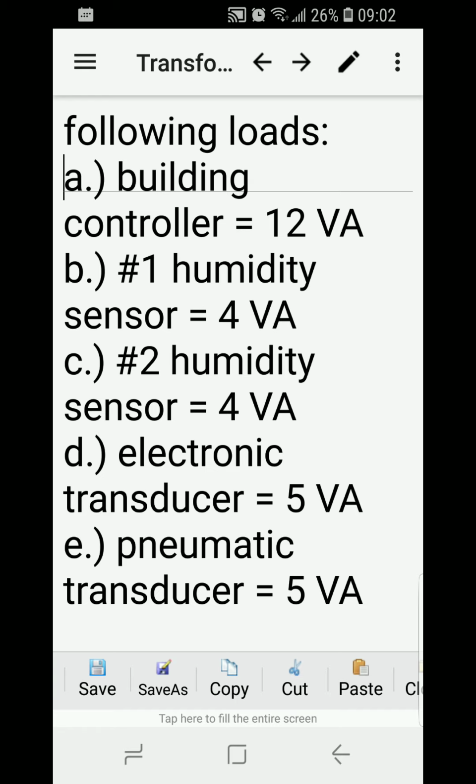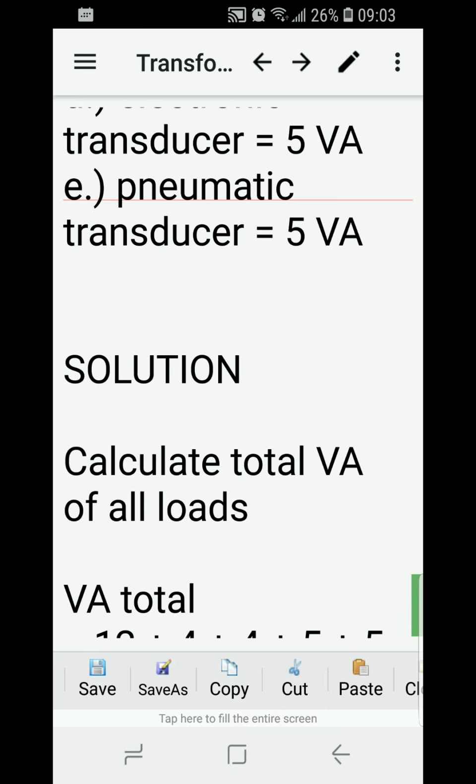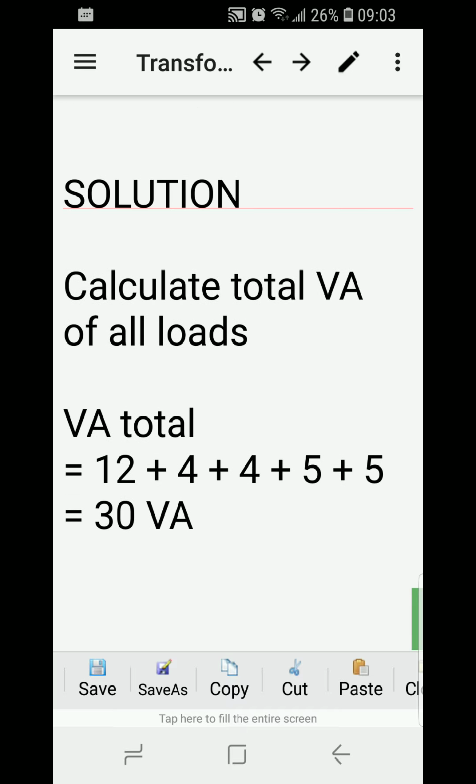So in this case, we are already given the volt-amperes for the loads, and so the solution is pretty straightforward. We just add up all the given VAs of all the loads. So we have VA total is equal to 12 plus 4 plus 4 plus 5 plus 5. We got 30 volt-amperes minimum VA size rating of the control transformer.